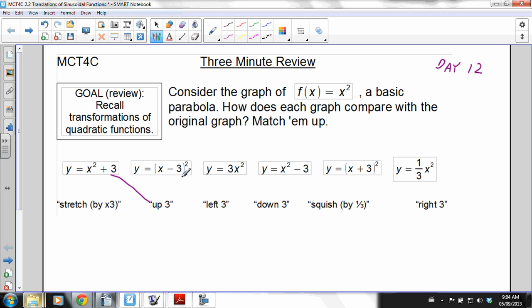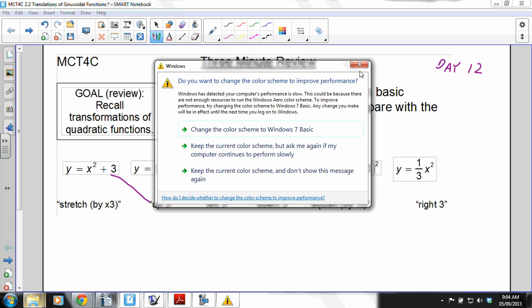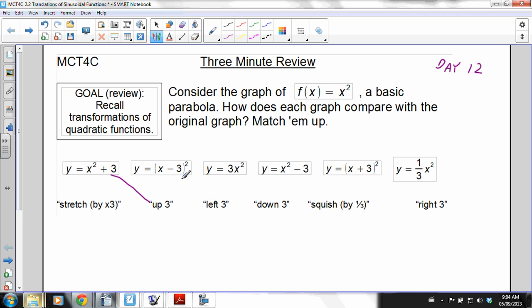This one is inside the brackets affecting x values, and when it's affecting x values, it's always a little bit strange. It's a little bit strange because it's opposite that you'd think. You think -3 in the direction of x should go left 3, but it doesn't. It's opposite in the direction of x, or it's right 3. There we go, like that.